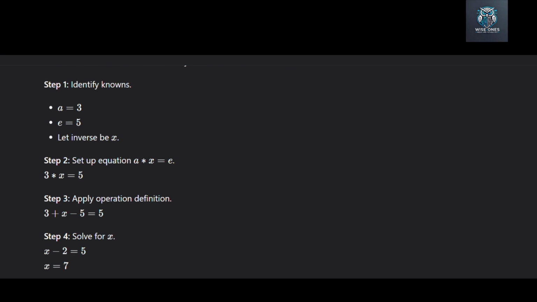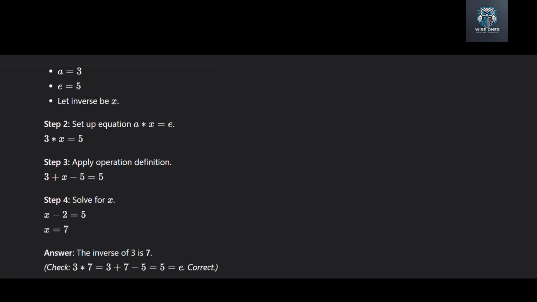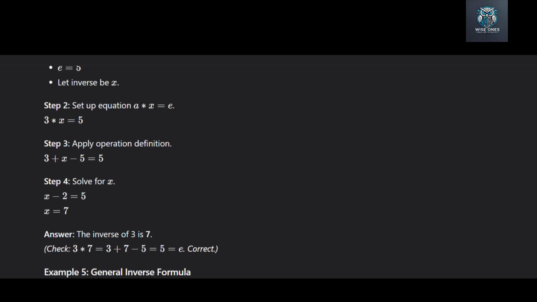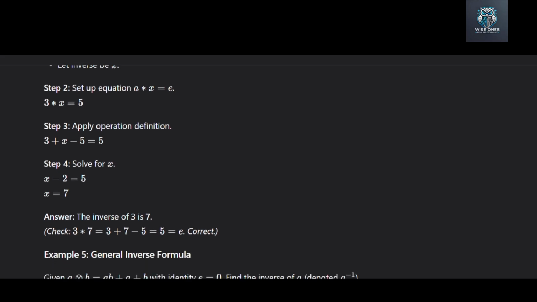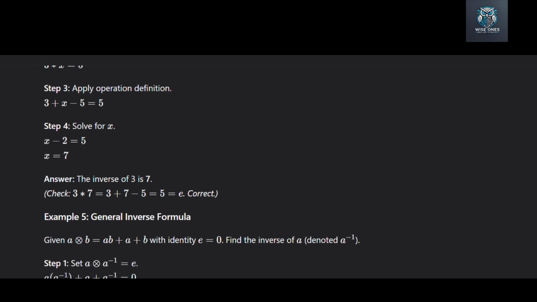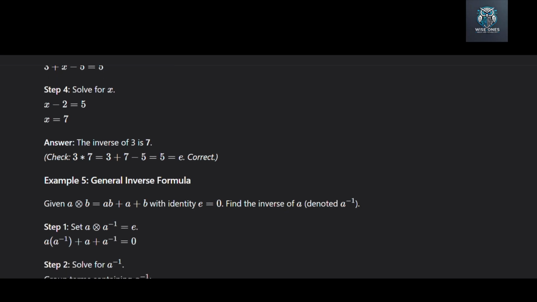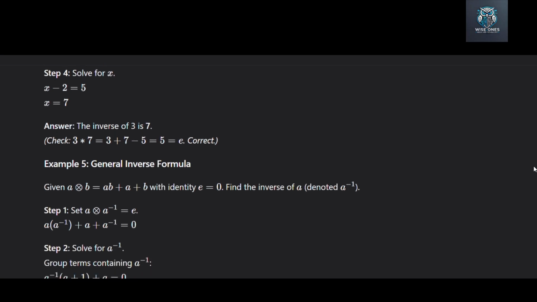So 3 plus X minus 5 equals 5. Step 4, solve for X. 3 minus 5 is -2, so X minus 2 equals 5. Add 2 to both sides, X equals 7. The answer is the inverse of 3 is 7. Let us check. 3 star 7 equals 3 plus 7 minus 5. 10 minus 5 is 5, which is the identity, correct? Let us try example 5, general inverse formula.